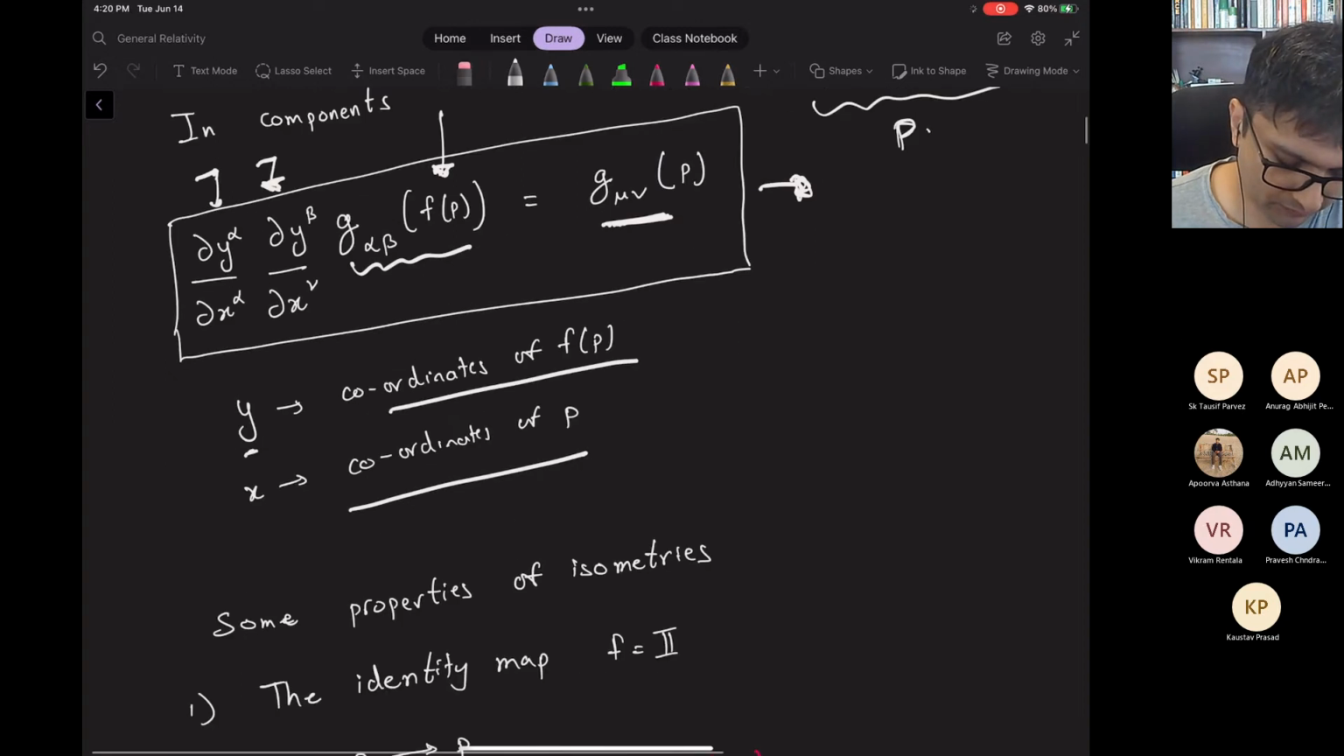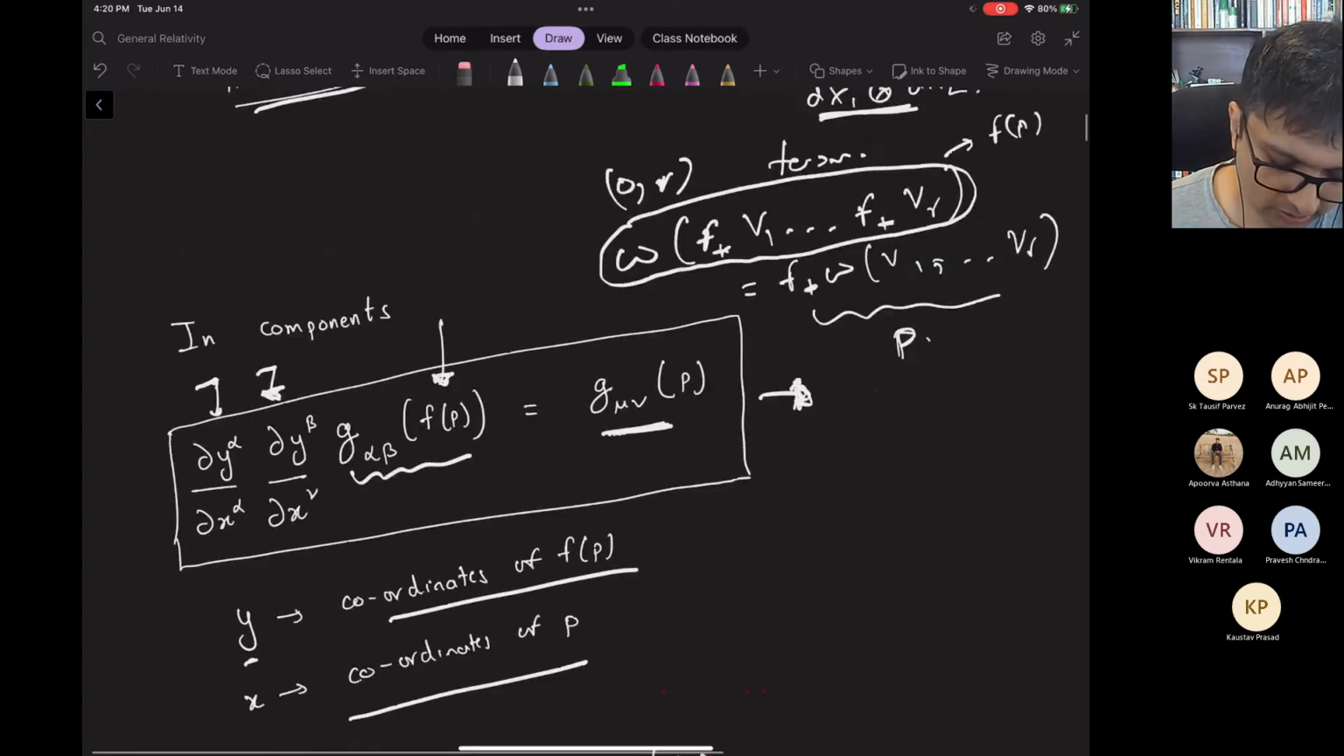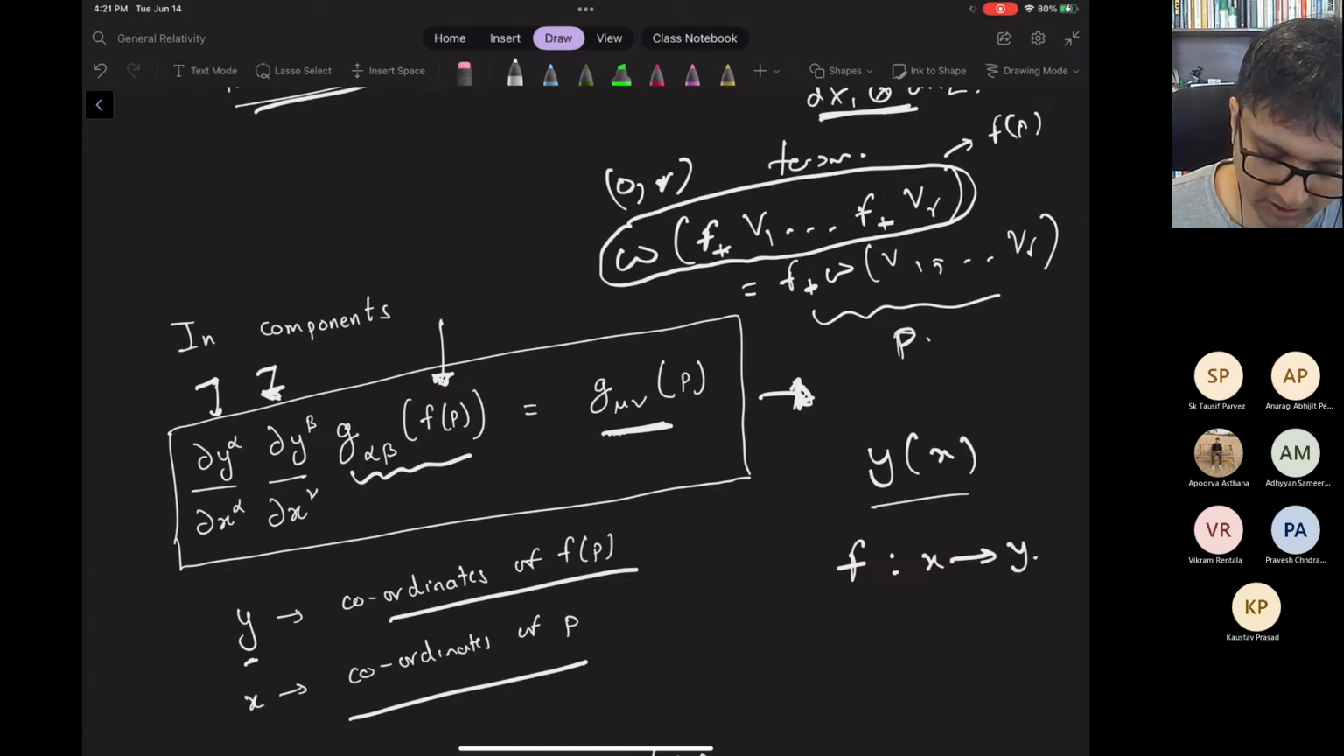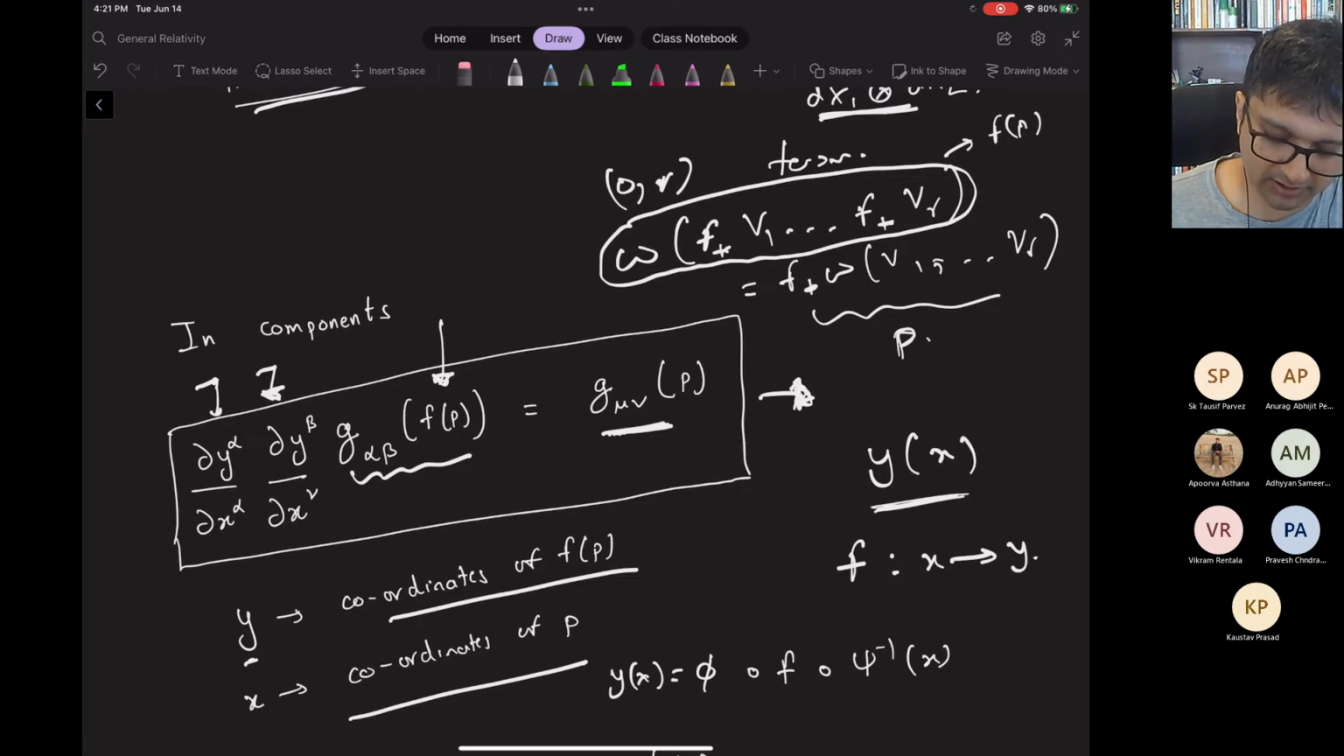You can use different coordinate charts. And so in coordinates, y as a function of x is really implementing that map f. f takes you from x to y. Strictly speaking, f is not a map from x to y. What you have to do is first invert the first coordinate chart, which takes you from x to the point P. Then you act with f, which takes you to f of P. Then you act with the map phi, and this will take you to y. So this in shorthand is what we're calling y of x.